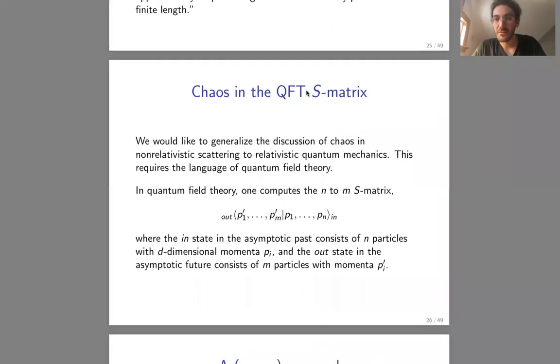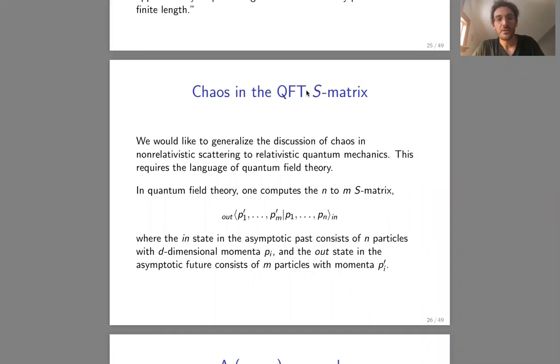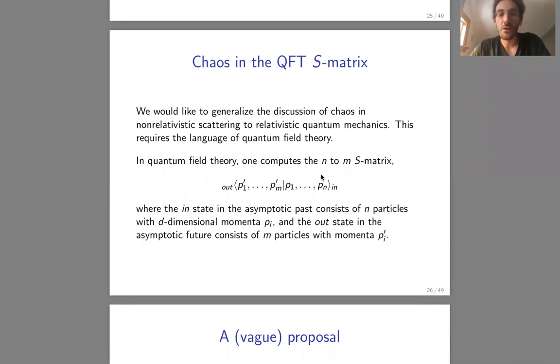Let me now move on, finally, to quantum field theory. So this is the main point. We want to generalize this discussion of non-relativistic scattering to relativistic quantum mechanics. This requires the language of quantum field theory. In quantum field theory, the S matrix is much richer, because in quantum mechanics the S matrix is just a phase shift. When we compute the N to M S matrix, we take n particles in the in state with some momentum, m particles in the out state, and we compute this overlap.